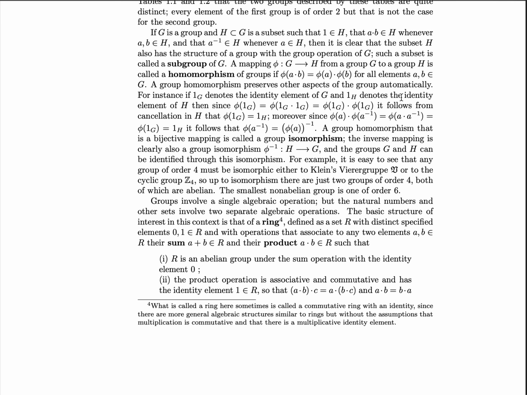As an example, any group of order 4 must be isomorphic either to the Klein four-group or to the cyclic group of order 4. So up to isomorphism, there are exactly two groups of order 4, both of which happen to be abelian. The smallest non-abelian group is one of order 6, which we'll see in the future. Additionally, it might be a good exercise to verify that any group of order 4 must be isomorphic to the Klein four-group or the cyclic group of order 4.